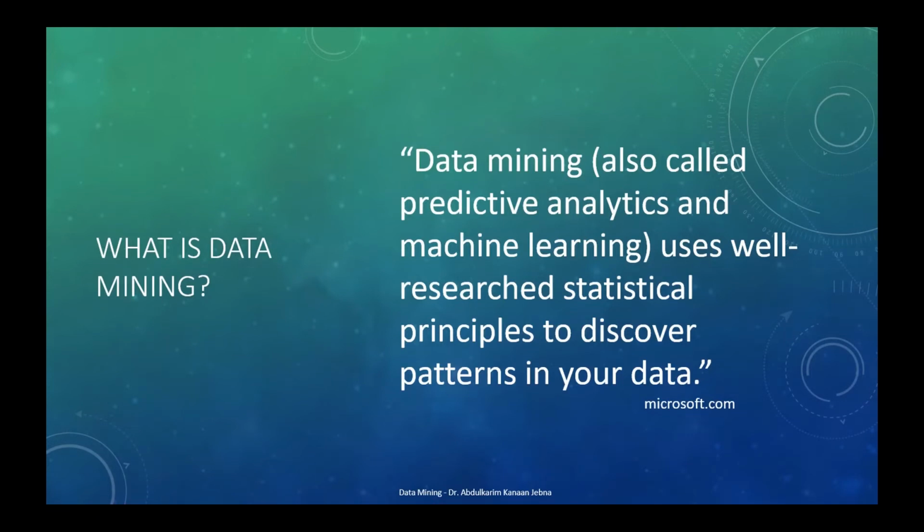Now, this is another definition. You see there are many definitions actually, and this one is from Microsoft. Data mining, also called predictive analytics, and machine learning use well-researched statistical principles to discover patterns in your data. Again, this is why we are using statistical principles. For example, we will see later when we work on regression, we are actually applying statistics. But why are we doing regression? Because we need to find that mysterious equation I was talking about earlier, right? So this is why it's not explicitly programmed. We're going to another field, statistics, and we're trying to find that mysterious equation using statistics.